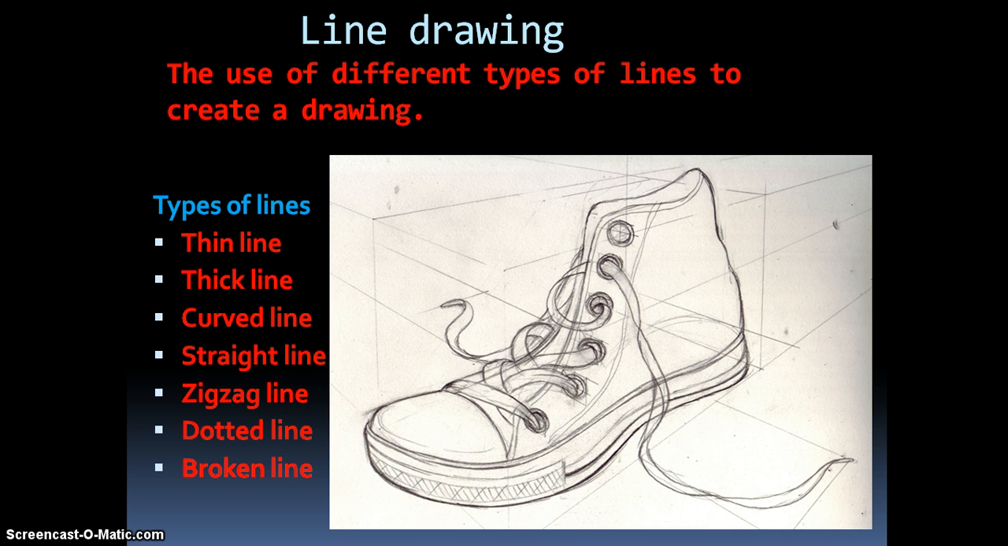Drawing usually makes use of lines. For you to be able to make any effective drawing, you have to use several types of lines to achieve that. And we have lines that are thin, thick, curved, straight, zigzag, dotted, or broken. You can use one or a combination of several of these lines to achieve your drawing.